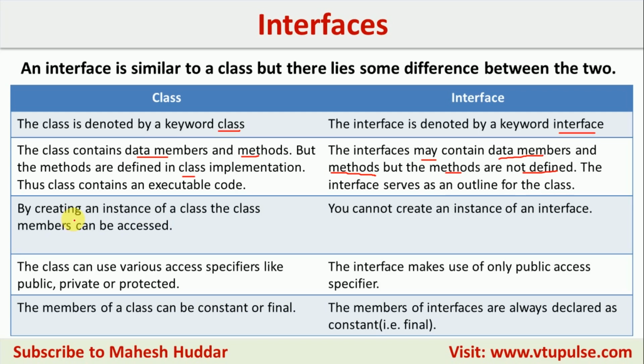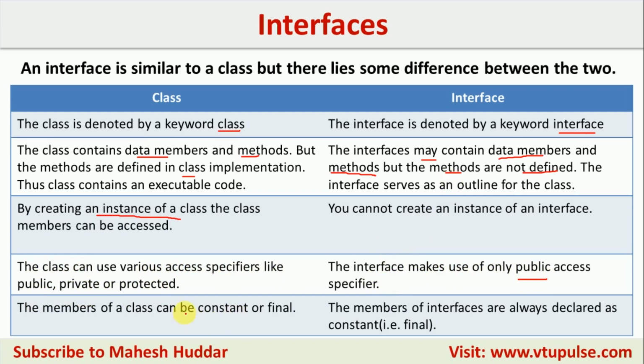Coming back to the next one, by creating an instance of a class, the class members can be accessed. The meaning is we can create an instance of a class and then we can access the class members. You cannot create an instance of an interface. That is not possible here. Now coming back to the next one, the class can be used with various access specifiers like public, private and protected. You can use all these access specifiers in a class. But when it comes to interface, we have to use only one access specifier, that is public here. If I use anything other than public, the interface will give you an error in that case.